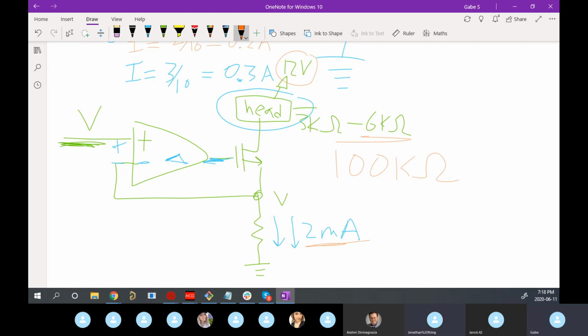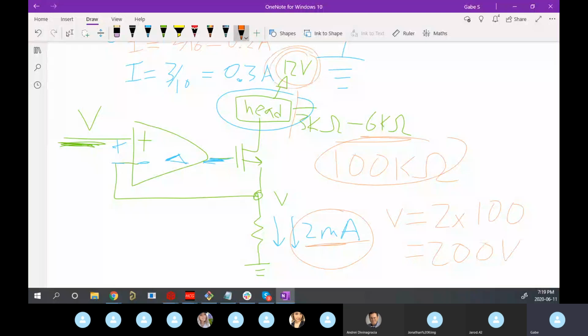So if I actually had 2 milliamps going through a load that was 100 kilo ohms, what would that voltage drop be across the head? Well, it'd be V equals IR, like we've used every time, right? So it'd be 2 milliamps times 100 kilo ohms. So that's a voltage drop of about 200 volts, right? Woo. Yeah.